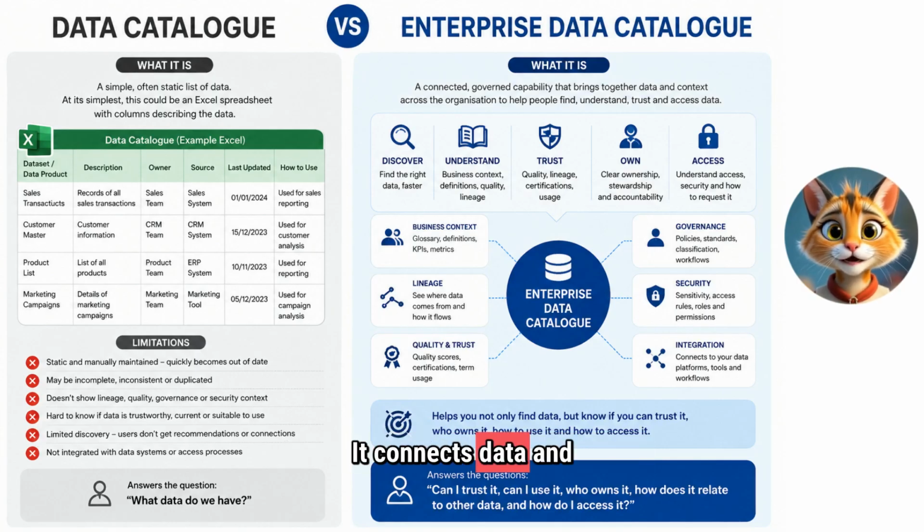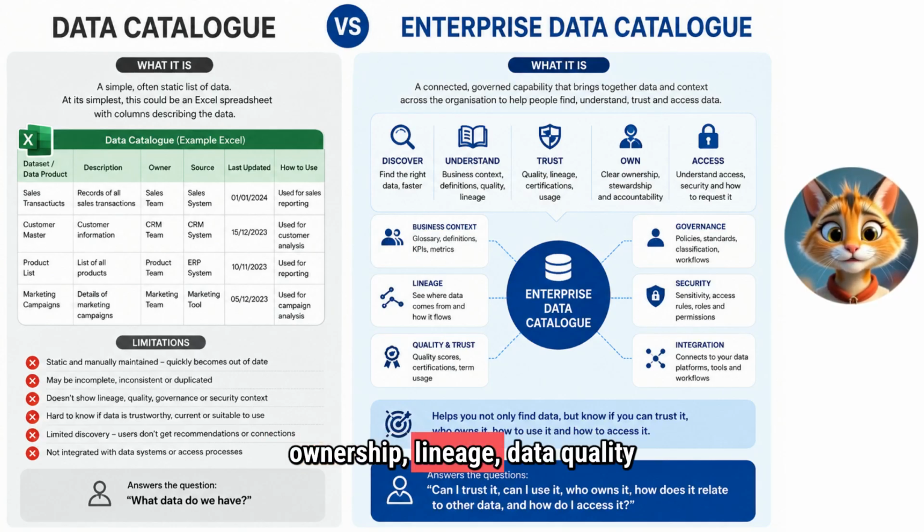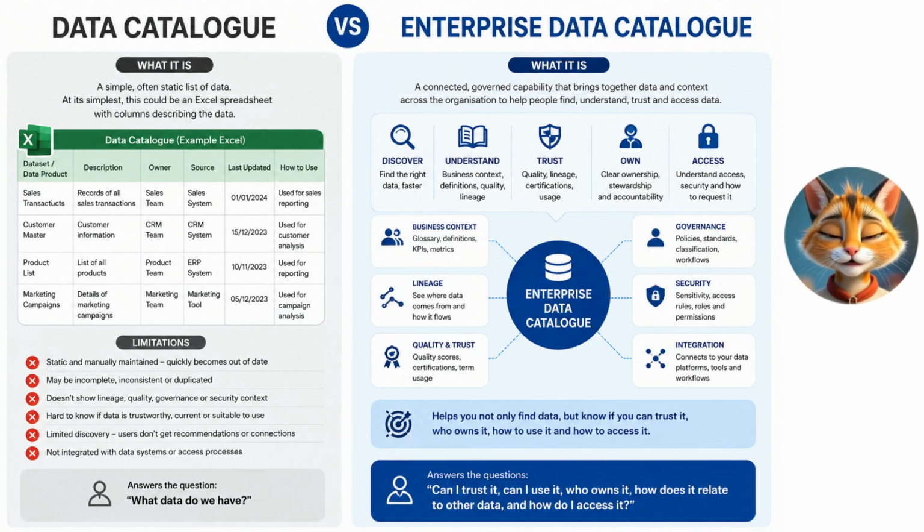It connects data and metadata from across the organization with business context, ownership, lineage, data quality, and governance. This means users can do more than simply find data. They can understand what it means, assess whether they can trust it, identify who is responsible for it, and understand how to request access. That is what makes it enterprise. A connected, governed approach to helping people find and use the right data across the organization.